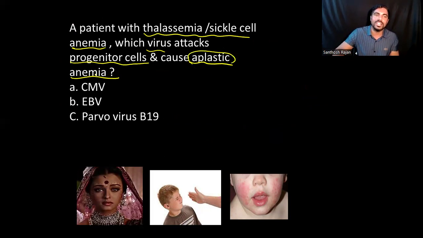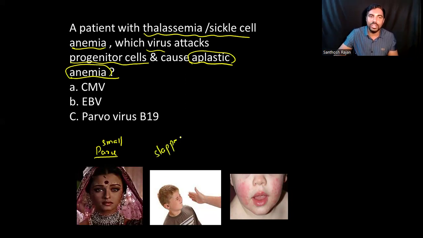Aplastic anemia means you automatically think about which one, our choti Paru. This is Paru, you know, from the Devdas movie, our choti Paru is there, right? We call this choti Paru, small Paru, because this is the smallest virus. And what happened? The story which I made up first: she hates children. So she slaps children, with the five fingers. Slapped because what? The disease name is slapped cheek appearance. Exactly like this.